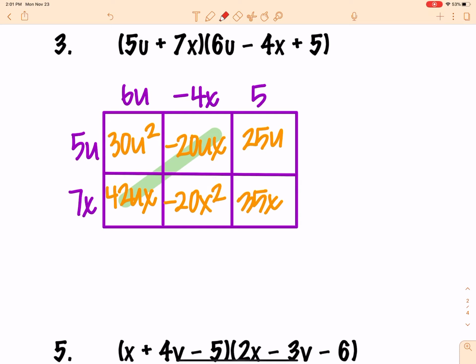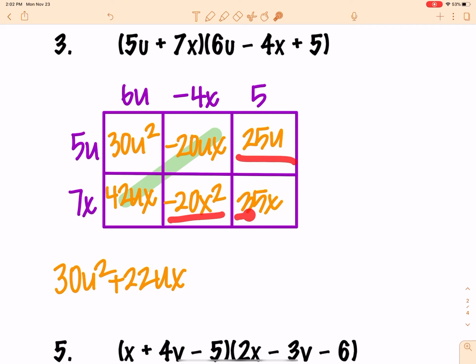So all you're going to do, your answer to this problem is all these boxes. So it's 30u squared, which is that top box. If we have common terms, let's just add those together. So you have 42ux and negative 20ux. Together, that makes 22ux. And since there's no other common terms, all you're going to do is just list the rest of these terms, and that would be your final answer.